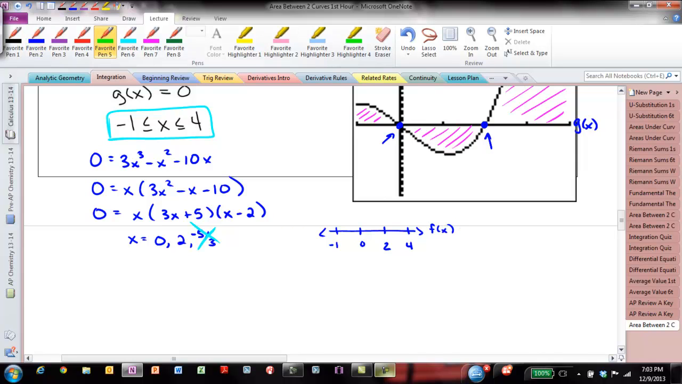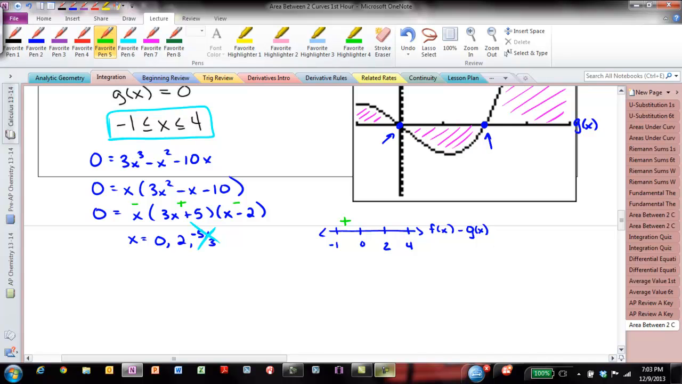And so if we go ahead and plug in a negative 1/2 to our factored form, we get a negative, and then negative 1/2 times 3 is negative 1.5 plus 5, that's a positive. And then negative 1/2 minus 2 is another negative, and we get a positive value. And so what that's telling us is that f of x is on top, because f of x gives us a positive value. Really what this function is, is f of x minus g of x. It's just that g of x is 0 here.